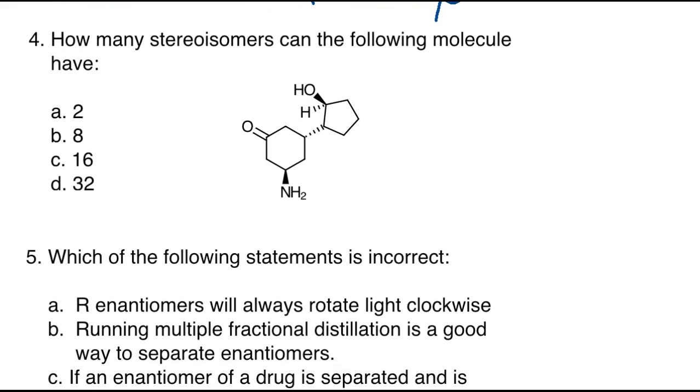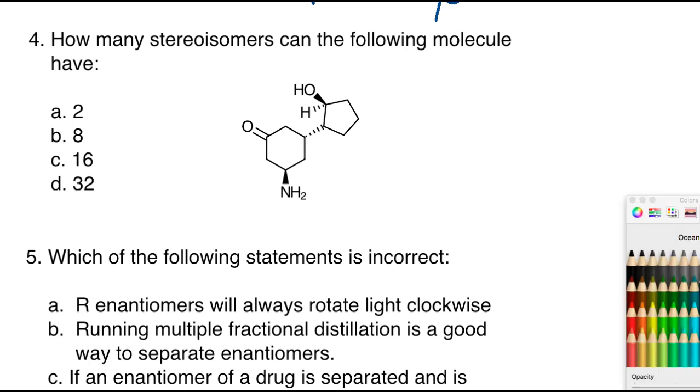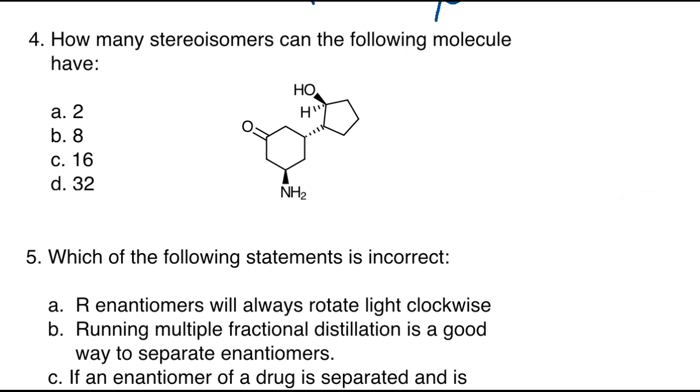All right, 4. How many stereoisomers can the following molecule have? Well, let's take a look here. You have to be good at locating chiral centers in order to do this. So anything that is a CH2 or a CH3, meaning a methyl, will be out of the running. So let's go through and eliminate those in the first place. So this would be out, this would be out, this would be out, this would be out, this would be out, this would be out.